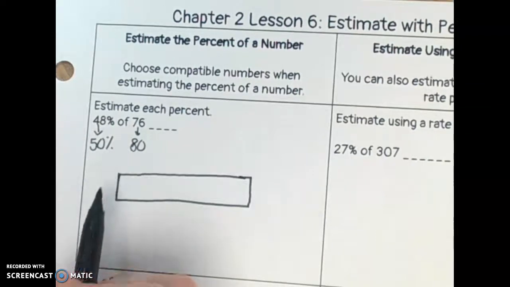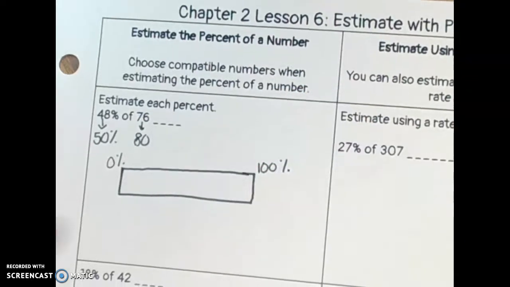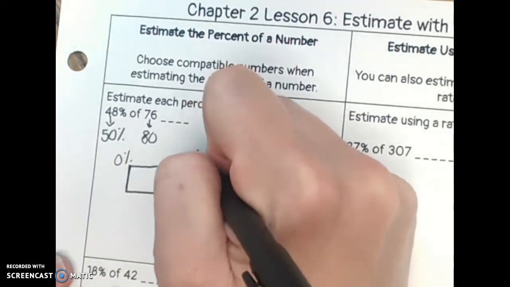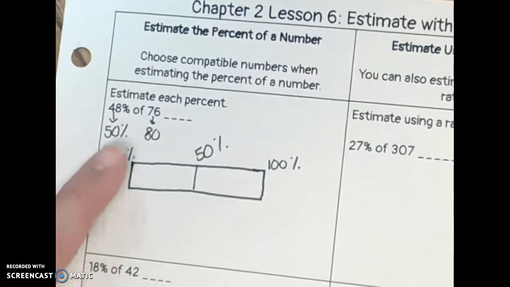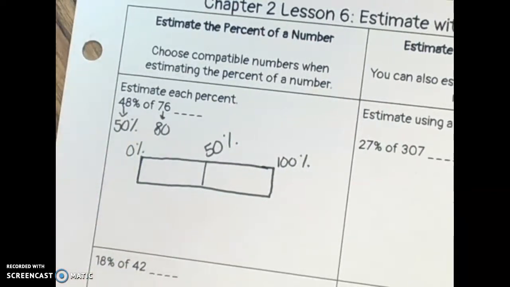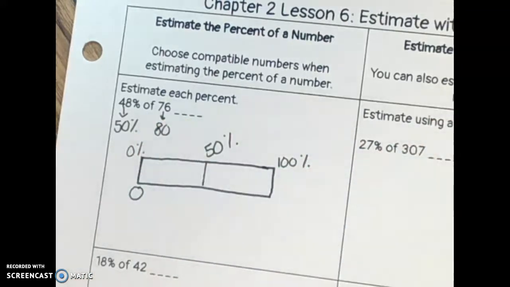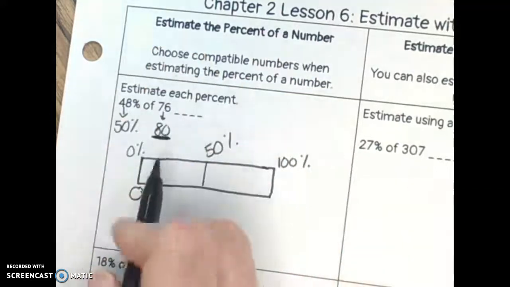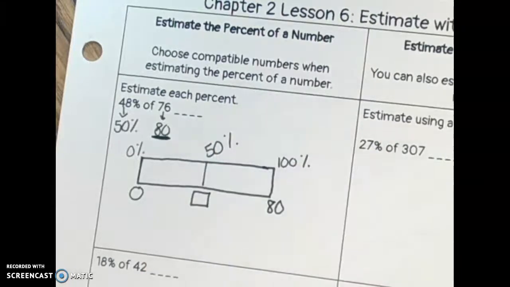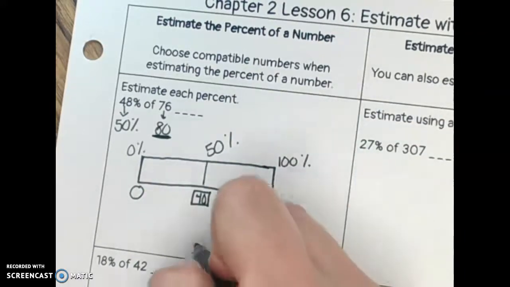On the top of the bar, we're going to start with 0% and go to 100%. And then we're going to look at our percent here. It says 50%, so right in the middle, we're going to write 50% because we're going to count by 50. 0, 50, 100. The number you put up here depends on what percent you have here, and you'll see that down on the next question. On the bottom, we start with 0 because when we start counting, we have 0. And then whatever number is right here, that's going to be what's at 100%. Now we need to figure out what goes there. So half of 80 is 40. So your answer is 40.